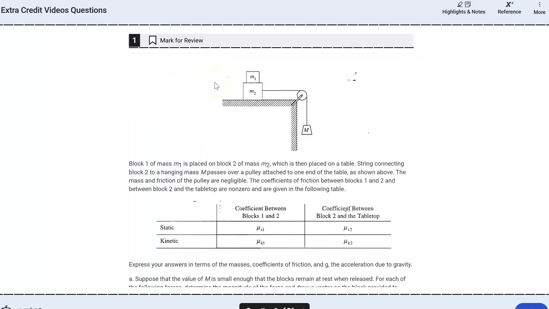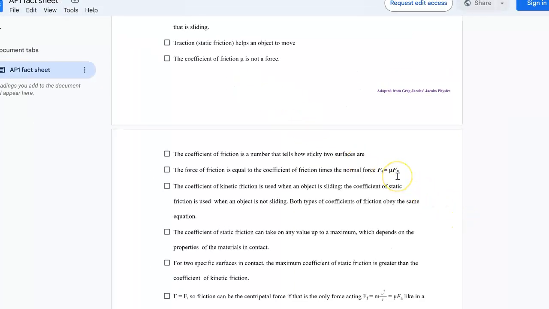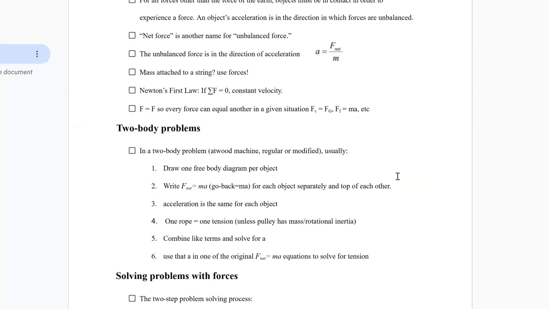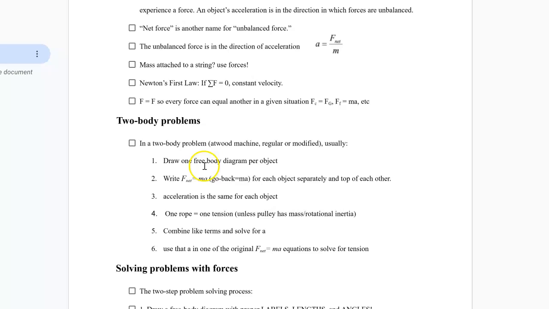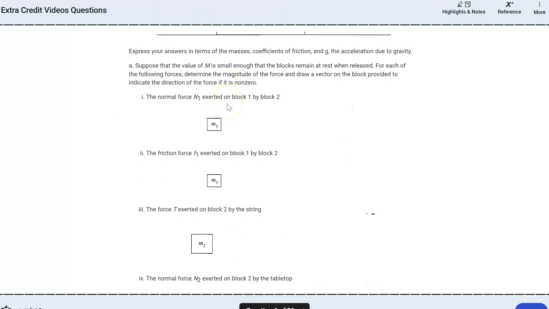Hi, this is the first AP Physics C FRQ on the extra credit questions. We're given a system with a few blocks and a pulley. We're going to need to know our physics facts, like force of friction equals mu Fn. We're also going to need to know how to attack two body problems: draw one free body diagram per object, and then write F net equals ma for each object separately. And one rope equals one tension. So let's get into it.